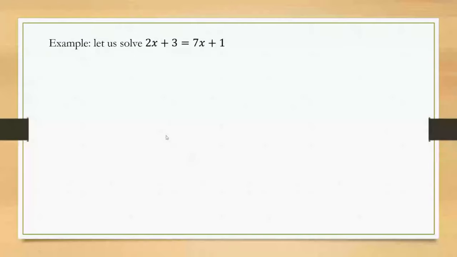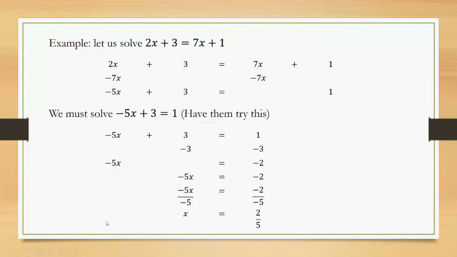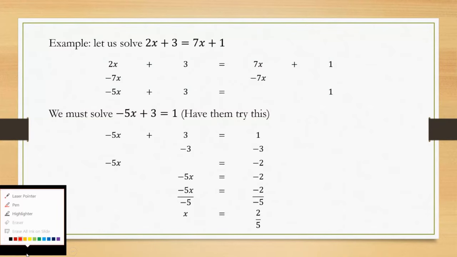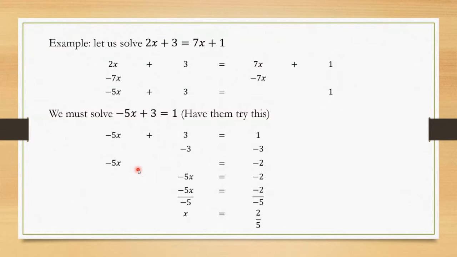Well, as you can see, what I did at least, if you proceeded in a different way, that's fine. But I got the 3 out of there because I want x all alone. So we get negative 5x is negative 2. Well, we don't want negative 5x, we just want x, right? So what do we do? We divide. And we get x is 2 over 5.